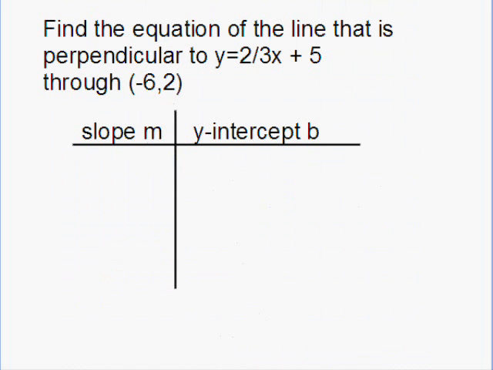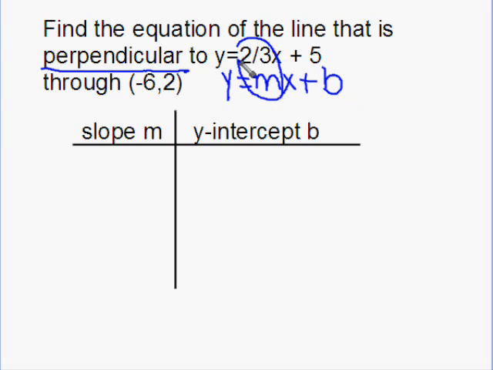For example, let's find the equation of the line that is perpendicular to y equals 2/3 x plus 5 through the ordered pair -6, 2. You'll notice for the slope we want to be perpendicular to the given line y equals 2/3 x plus 5. This line is given in slope-intercept form or y equals mx plus b form. So they're telling us that the slope is 2/3.